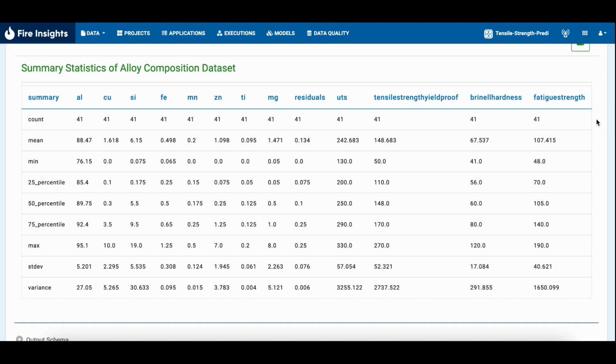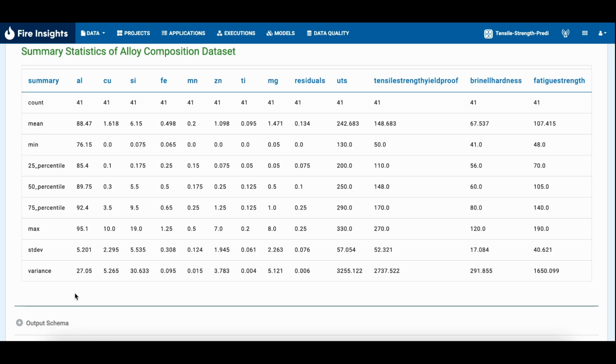The first output that we have is our summary statistics. One interesting thing to note here is the count of all of our columns. We can see that we only have 41 different data points in this data set. This is an extremely small amount of data points, and it is important to keep this in mind when we look at our modeling results in the future.